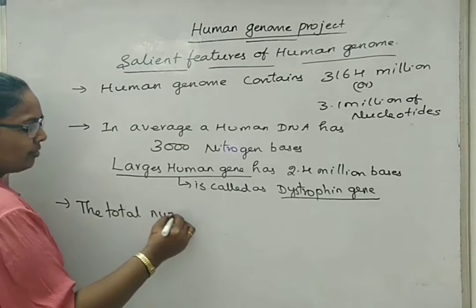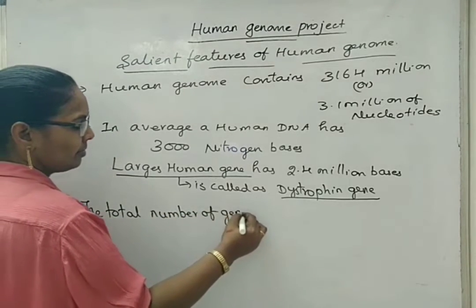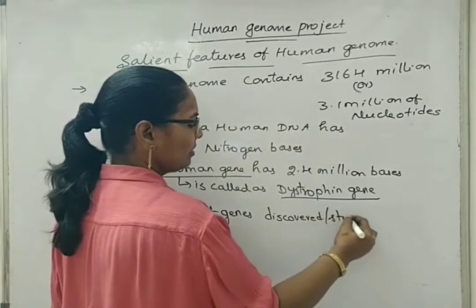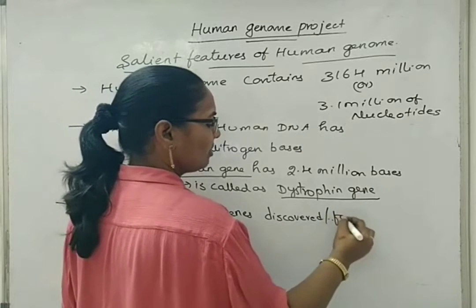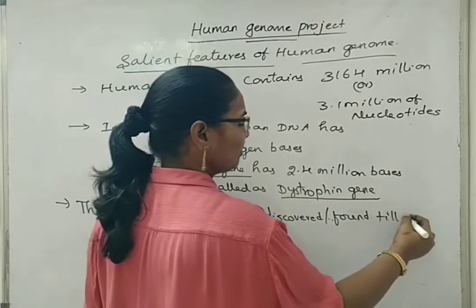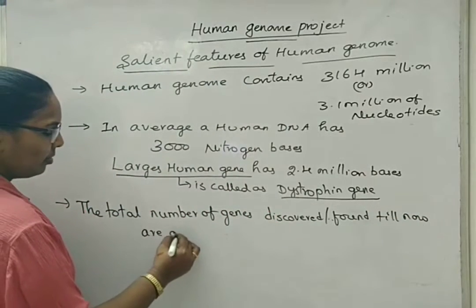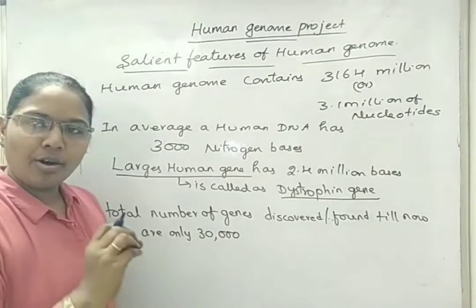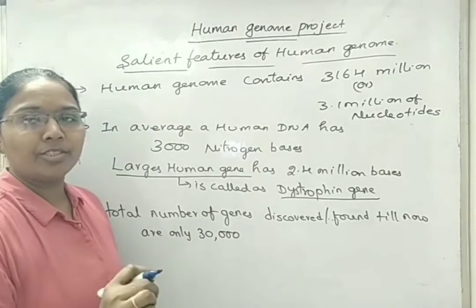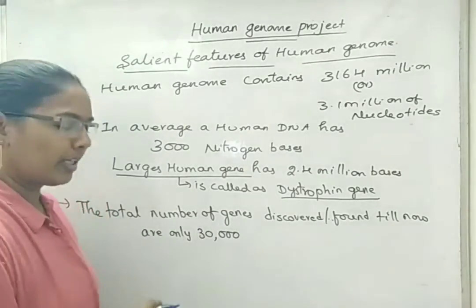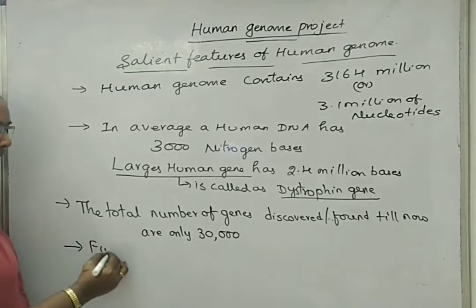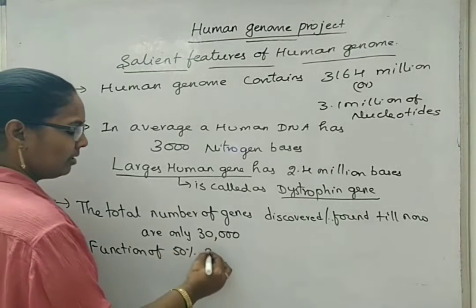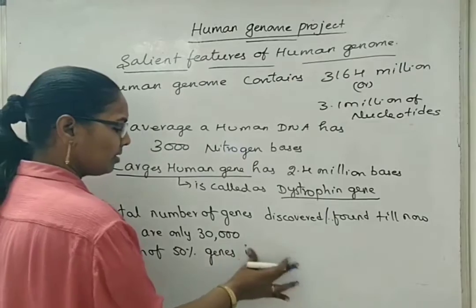The total number of genes that are discovered, or studied, or found till now are only 30,000. And among all those genes, 99.9% of the genes are identical in all types of organisms. The function of 50% among these 30,000 genes is unknown.